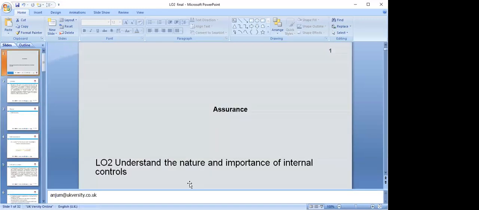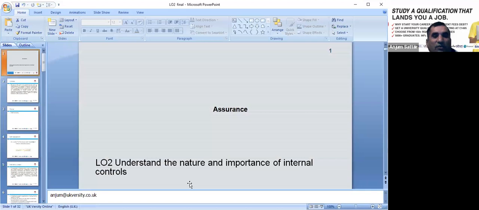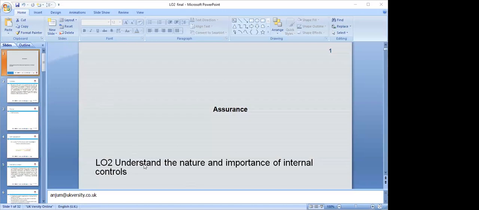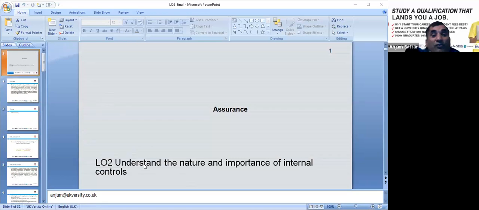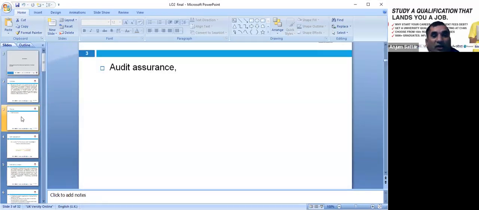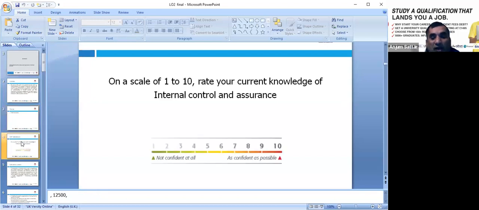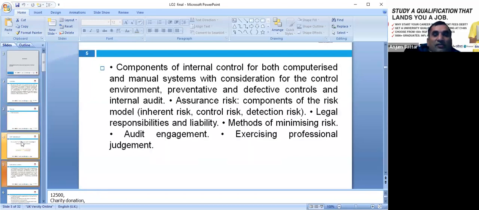Okay, so then in learning outcome 2, because each lesson is available as a separate recording, you can listen if you want to. We discuss the importance of internal control. Control means corrective action, and that we have in our lesson 2 discussion. We also discuss risk.